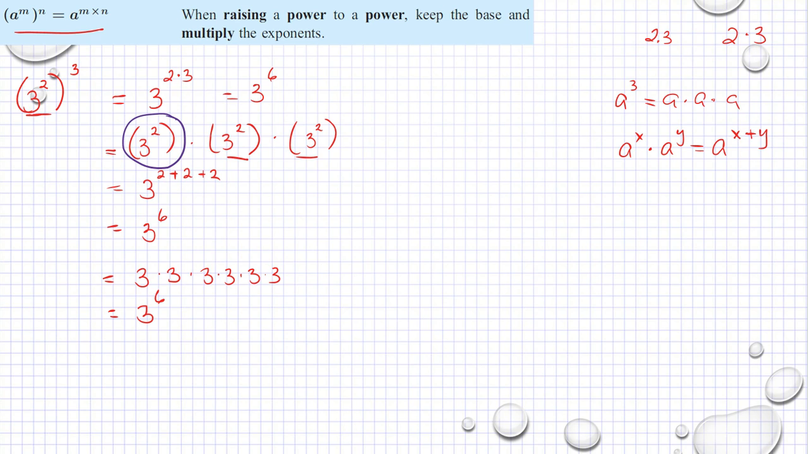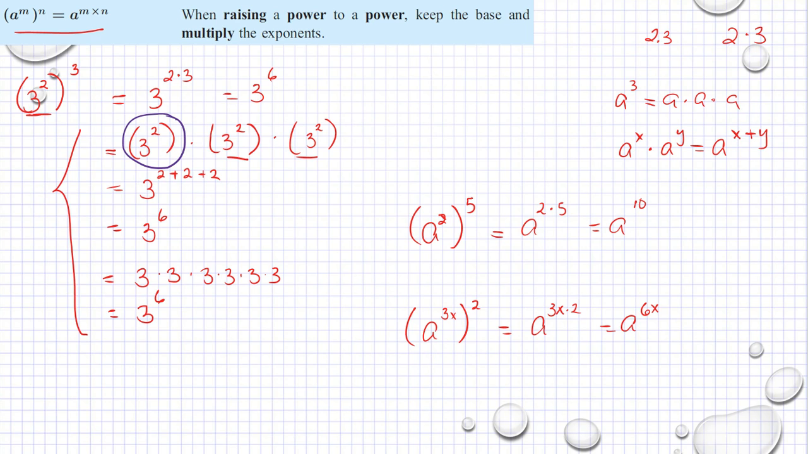So if you have, for example, a raised to x, raised to 2, raised to 5, then you have a raised to 2 times 5. Then we have a raised to 10. If you want to complicate that, then we have a raised to 3x raised to 2. Then we have a raised to 3x multiplied by 2. Then we have a raised to 6x. So you can complicate things, but the easiest way is to understand the basic. The basic is this one that I explained.